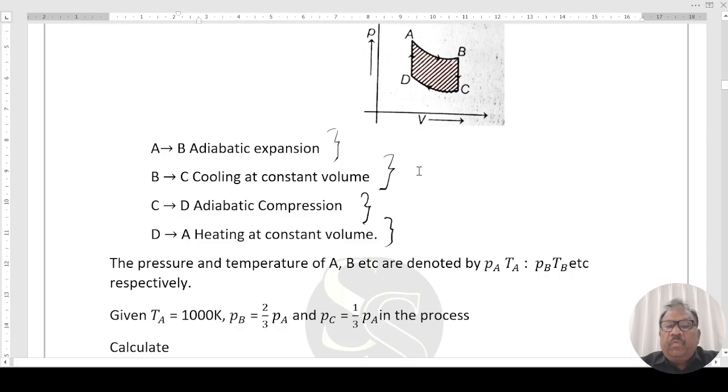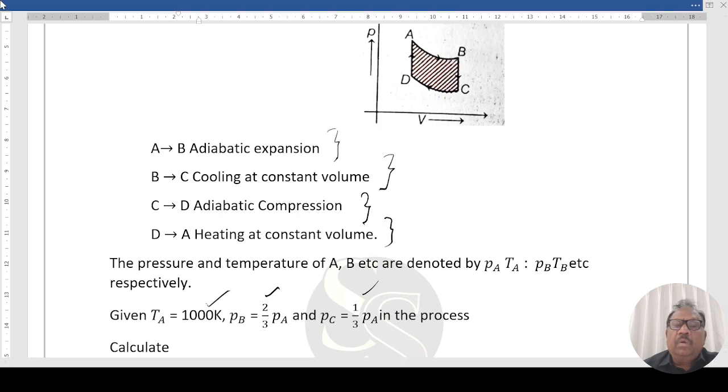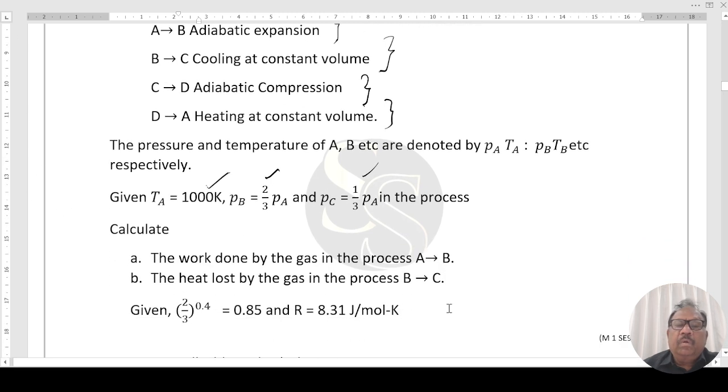The pressure and temperature of A, B, etc. are denoted with PA, TA, PB, TB, etc. respectively. Given is TA equal to 1000 K, and PB and PC are related, PC equal to 1/3 PB, in the process. Calculate the work done by the gas in the process A to B. Concept applicable in solution.